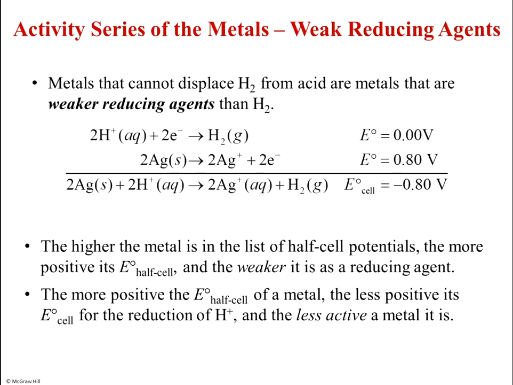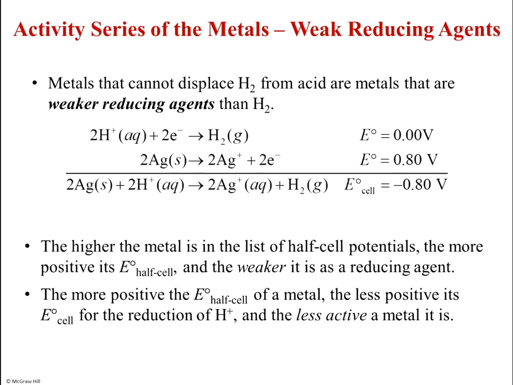So if we reversed it, if we tried to take silver metal and oxidize it with acid to silver ion and hydrogen gas, the E0 cell is negative. That's negative 0.8. This is the non-spontaneous reaction. This would actually be an electrolytic cell, and we would have to drive it if we wanted to do this.